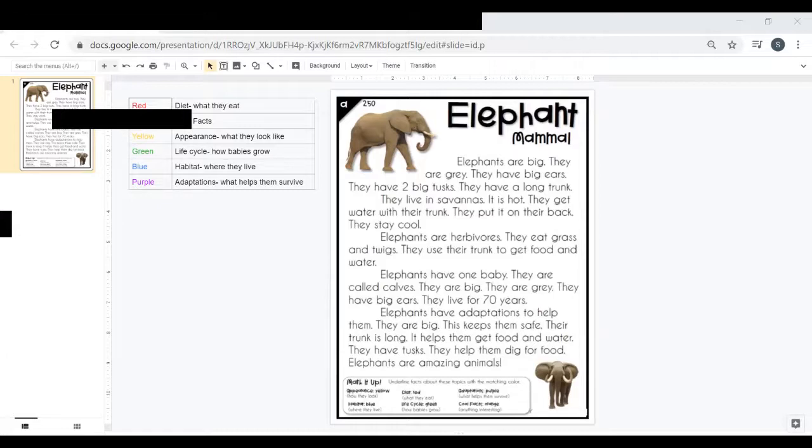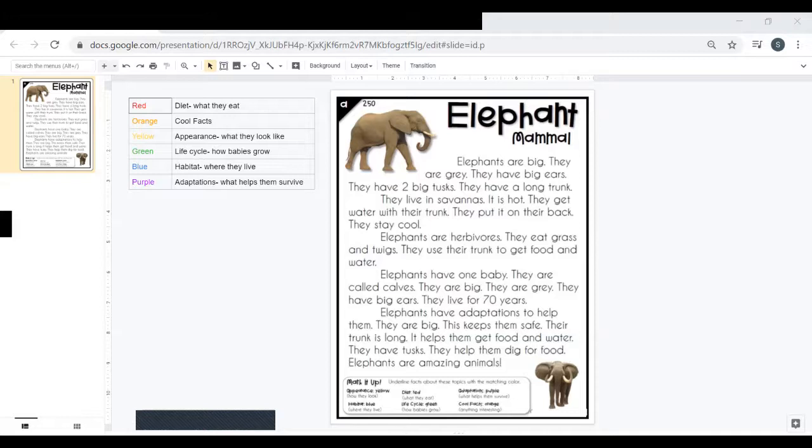Elephants are big. They are gray. They have big ears. They have two big tusks. They have a long trunk. They live in savannas. It is hot. They get water with their trunk. They put it on their back. They stay cool. Elephants are herbivores. They eat grass and twigs. They use their trunk to get food and water.